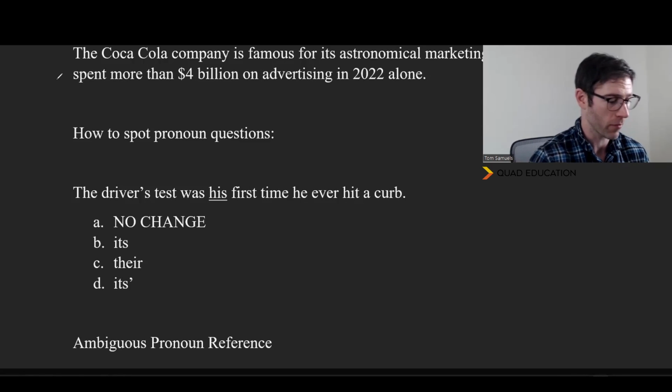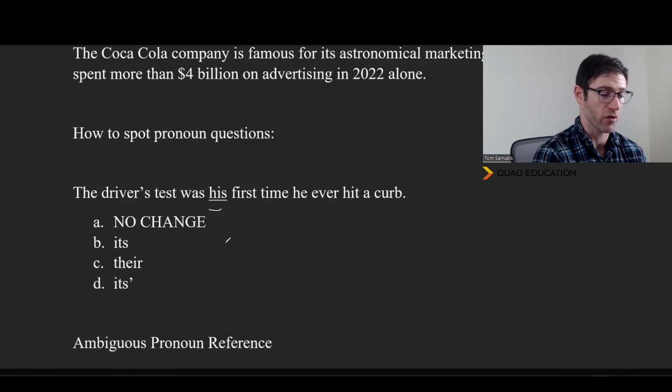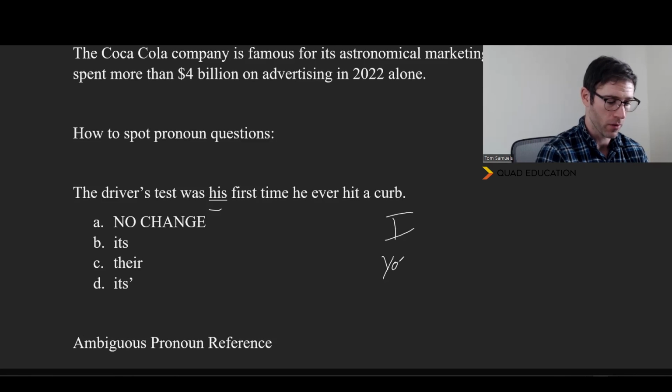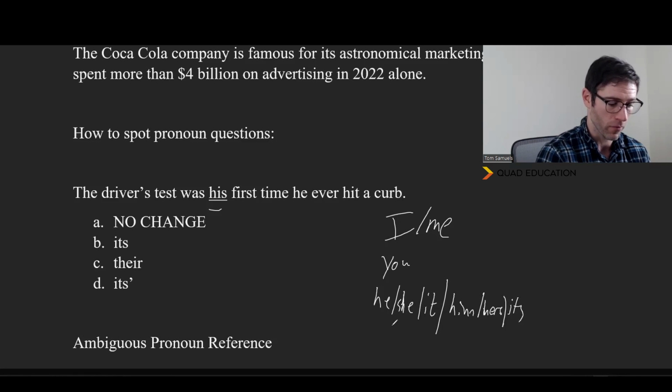Okay, and so moving right along, how to spot pronoun questions. Well, pretty easy, because what you'll see is a pronoun will be underlined. And just for reference, pronouns would be, for the first person, I, and the second person would be you. As an object pronoun, we go me right there. For the object for you, it's just you and you. There's no difference. We have he and she and it for the subjects for the third person. And then we have him, hers, and its, for the third person, for subject pronouns and object pronouns.